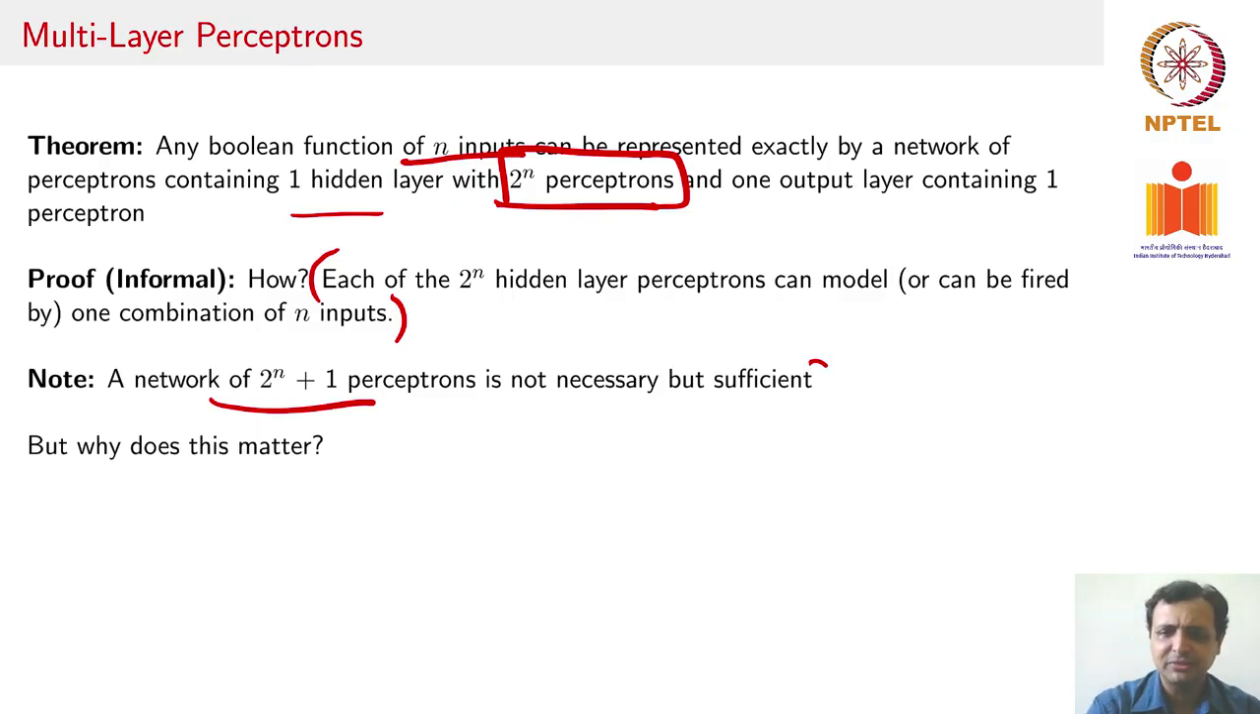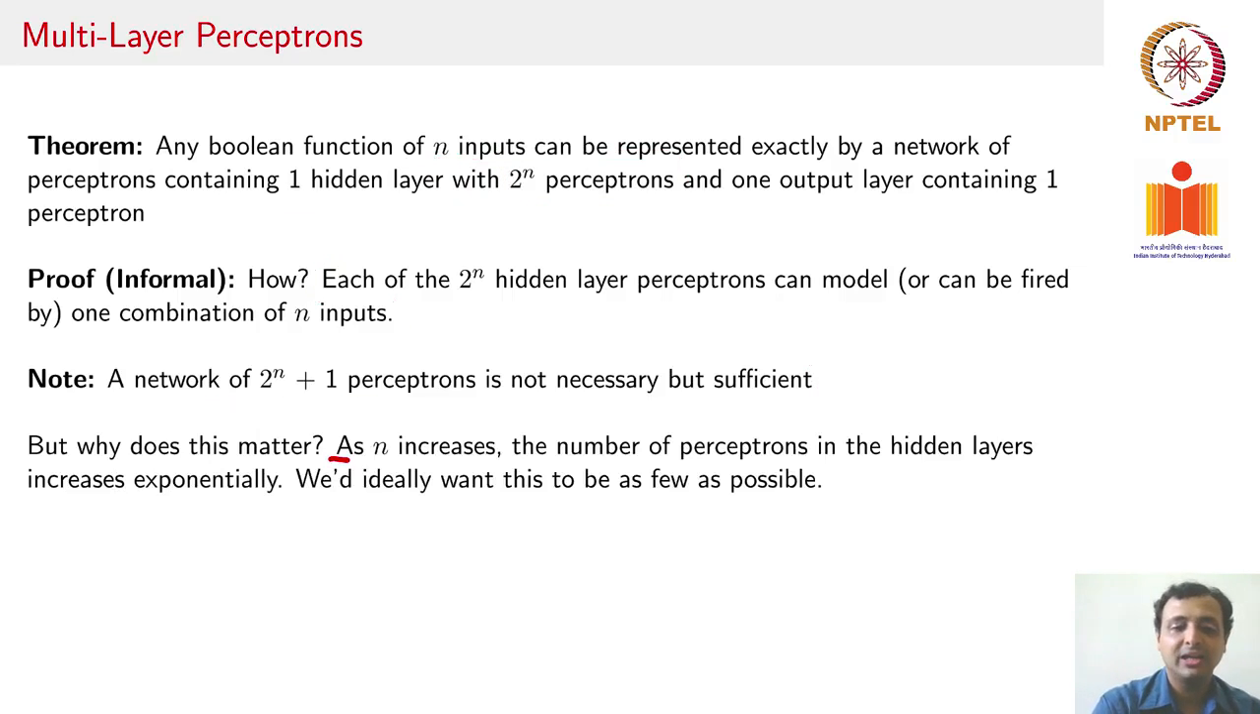Why does this necessity and sufficiency matter? The reason is, as n increases, the number of perceptrons in the hidden layer increases exponentially, 2 power n. So your multi-layer perceptron can become too computationally intensive to train, or even just to take a forward pass through. So you don't want it to be too computationally intensive. You ideally want to find the multi-layer perceptron solution that has the least number of neurons in your hidden layer.